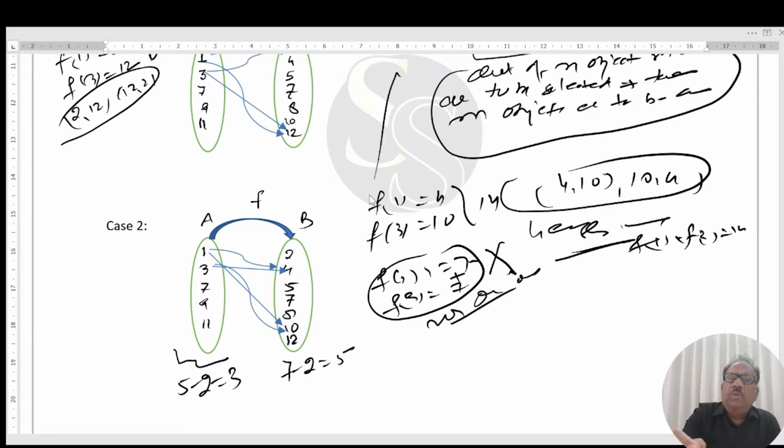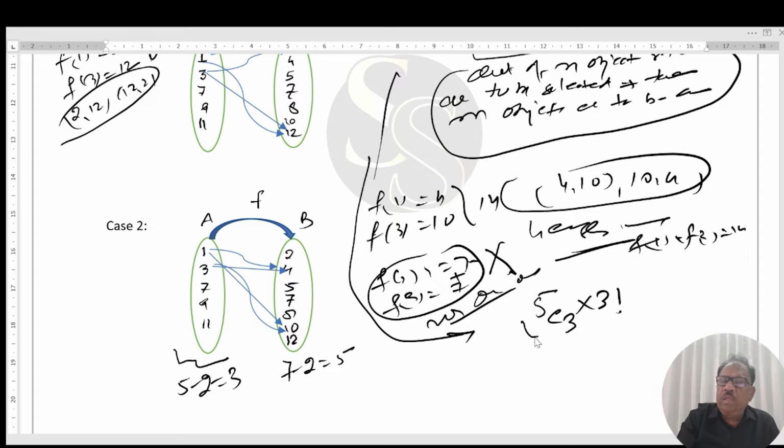Now, using this formula, 5C3 into factorial 3. These are possible 1-1 maps. Factorial 5 upon factorial 3 into factorial 2 into factorial 3. This comes out to be 60.